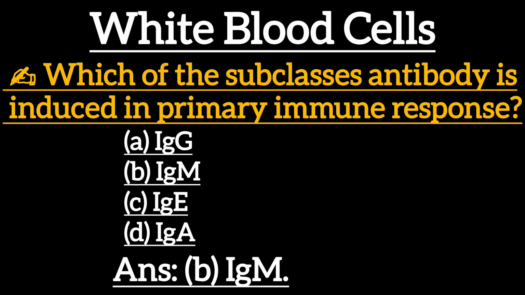Next one: which subclass of antibody is induced in the primary immune response? Option A, immunoglobulin G. Option B, immunoglobulin M. Option C, immunoglobulin E. Option D, immunoglobulin A. Correct answer is option B, immunoglobulin M.